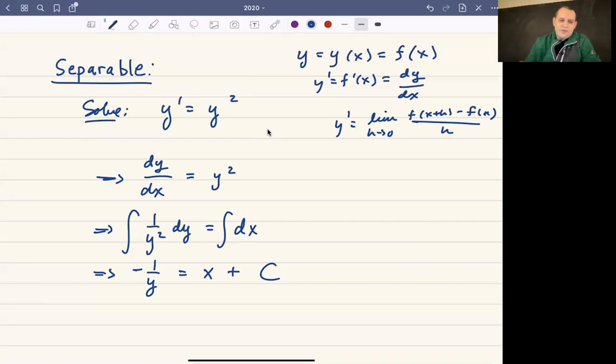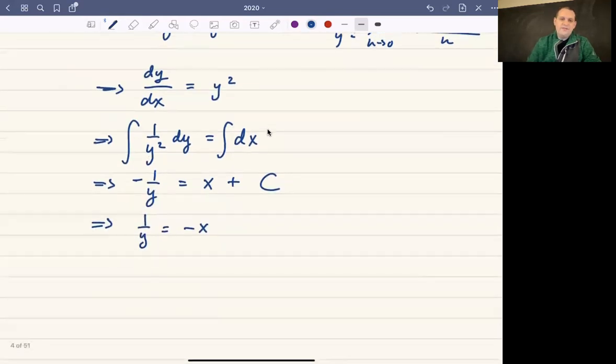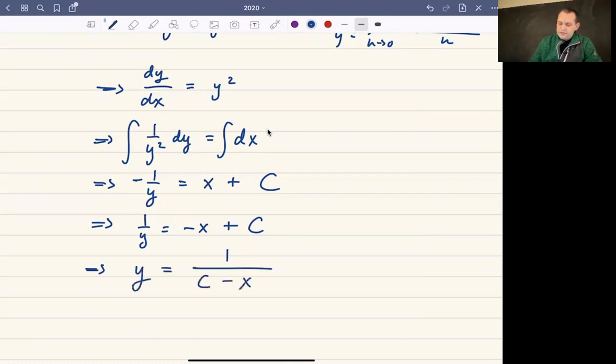And now the name of the game is to solve for y. So the first thing that we're going to do is multiply both sides by minus 1. And we end up with 1 over y is equal to negative x minus c. Now c does not stand for any specific number. So negative c and c are the same thing because they're just generic constants. You don't have to change the sign there. You can if you really want to. And then finally, we'll solve for y by inverting both sides. So y is going to be 1 over c minus x.